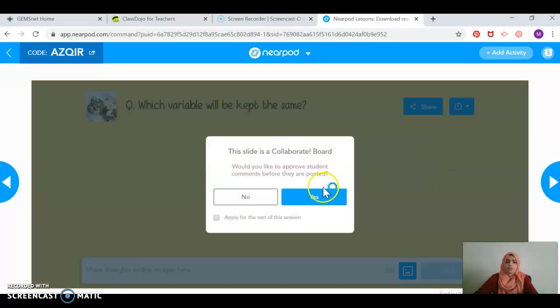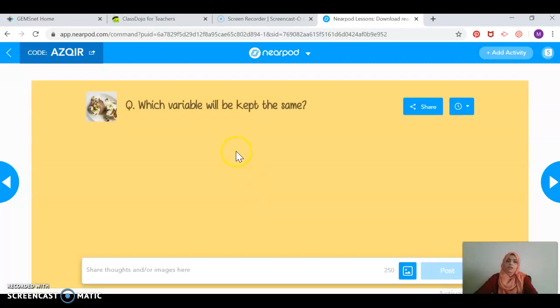Now, which variables do you think they should keep the same? Here you have to identify the control variables. They are going to investigate which material they should make their container from so that it keeps the potato warm for the longest time. So what are the things that they should keep the same? Those are the control variables. And you know why they should keep them the same? To make it a fair test.